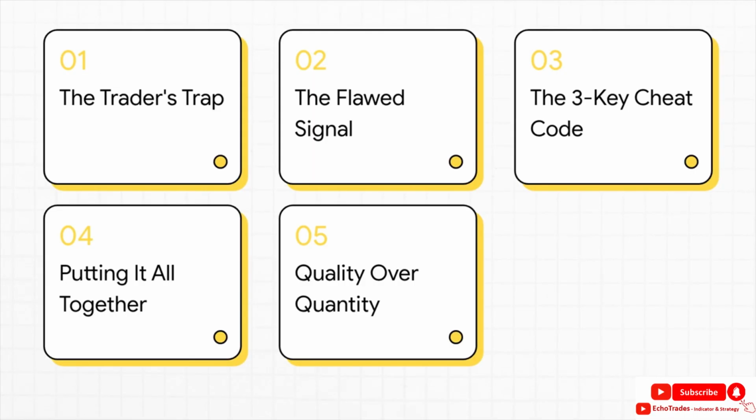Okay, so here's our game plan. We're going to walk through this in 5 quick parts. First, we'll look at the trader's trap. Then we'll expose the flawed signal that catches so many people out. Next up is the good part, the 3-key cheat code. After that, we'll see how to put it all together, and we'll wrap up with why quality over quantity is the name of the game here.